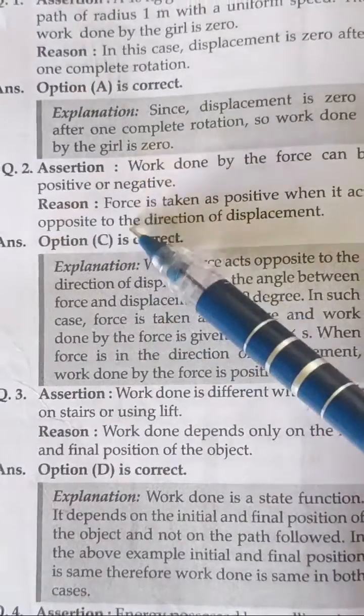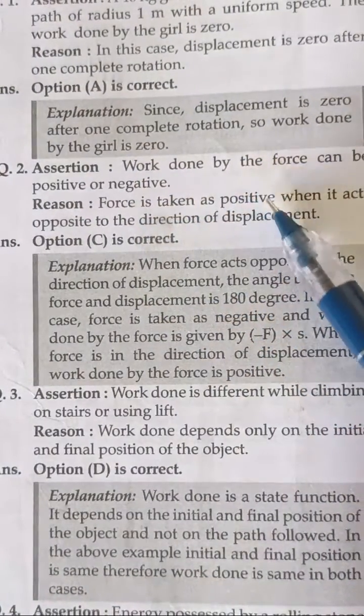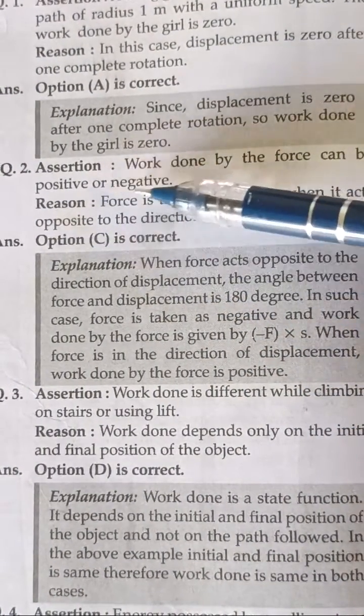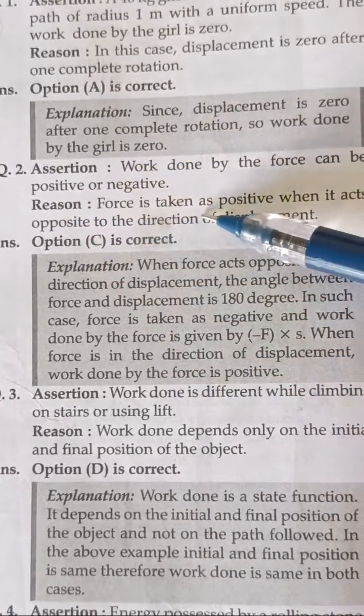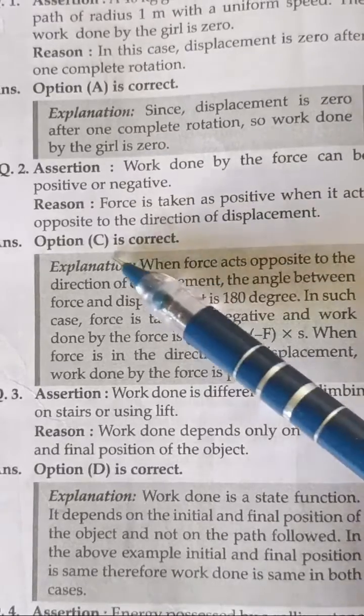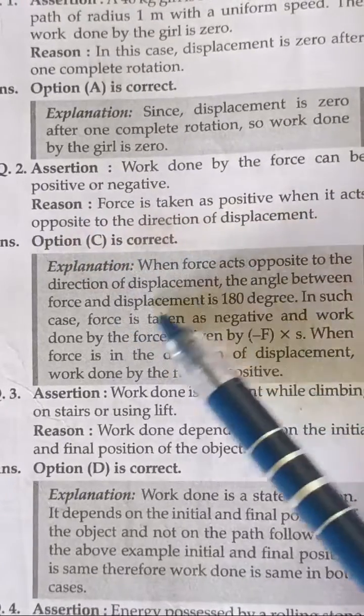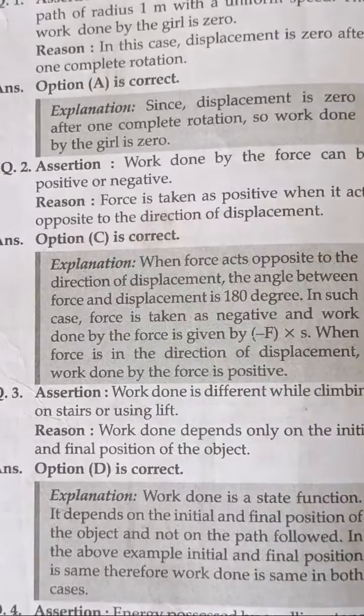Question number 2. Assertion: work done by the force can be positive or negative. Reason: force is taken as positive when it acts opposite to the direction of displacement. Option C is correct.